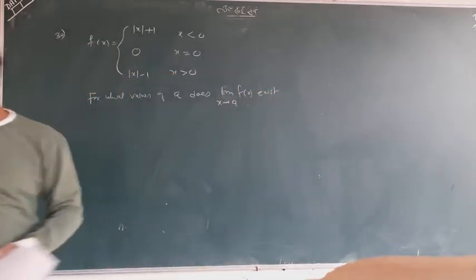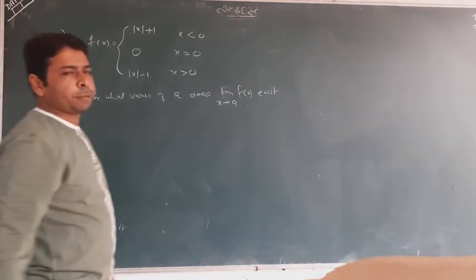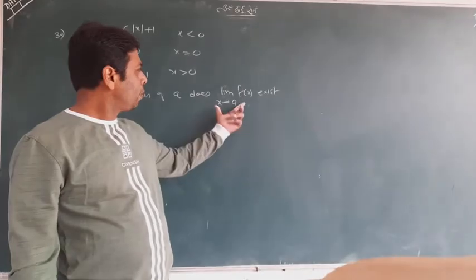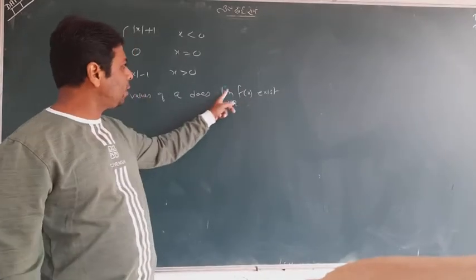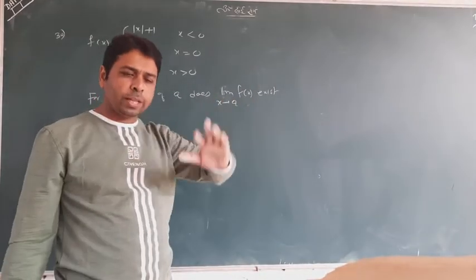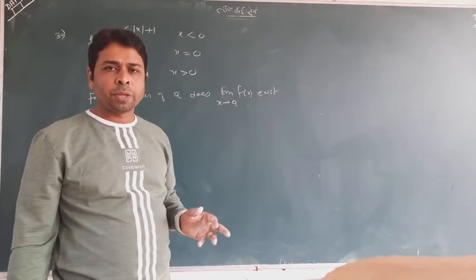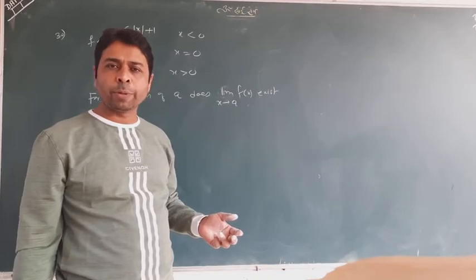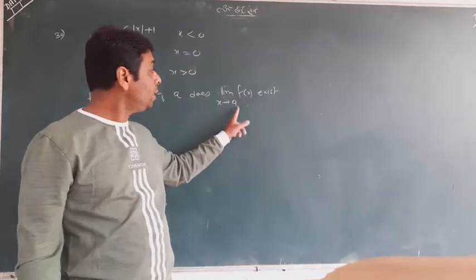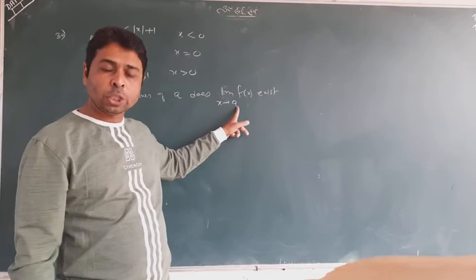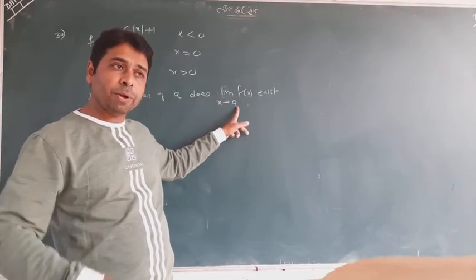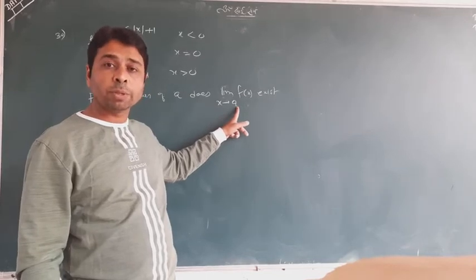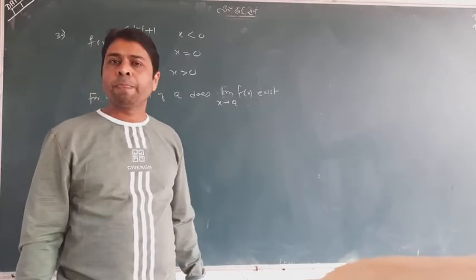This is a good question. Let me explain something. We have a good concept here to learn. We are asked for what value of a this exists, and you know the meaning of existence: left hand limit should equal right hand limit. But the question asks for what value of a, so we have to put some values of a. We have infinite values of a: 1, 2, 3, minus 1, minus 2, 0, something like that.